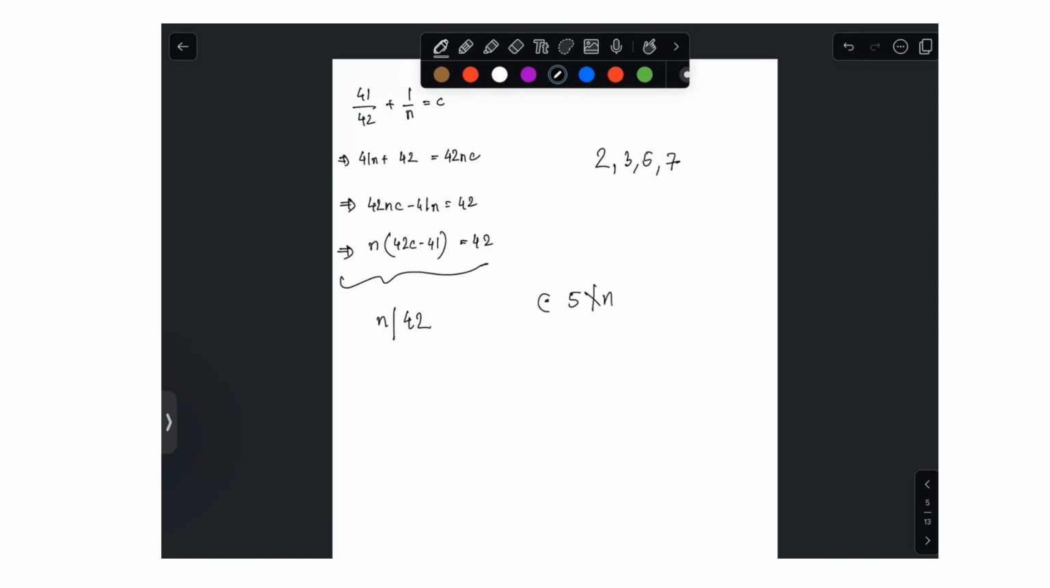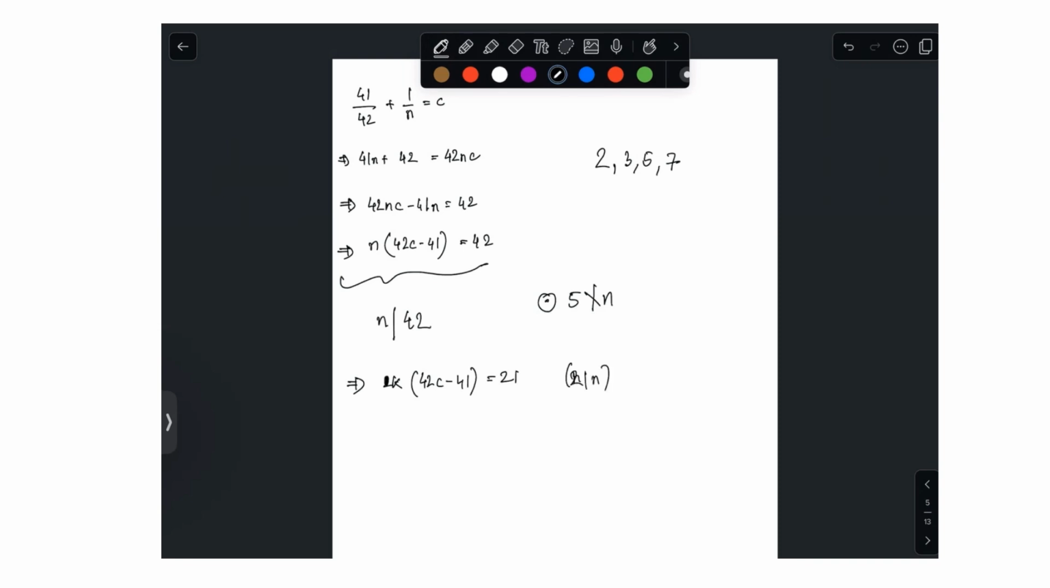Now let's see. Because it is saying that n divides 42 doesn't mean we always have to do it. It can be 2, 3, or 7 because all of them divide 42, right? So let's see step by step. What happens if n is equal to 2k, or just n is divisible by 2? If n is equal to 2k, we get 42c minus 41 is equal to 21. Now what happens from here? Like, can we always say that 2 divides n? Or this goes the same thing. This is for 2 divides n.